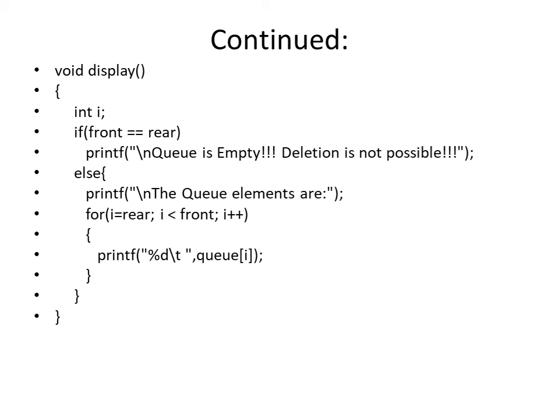Here display, that means where I should display the elements. Whether you take linear, circular queue or double-ended queue, we will always display from front to rear end. Here you can check if front equals rear, queue is empty, display is not possible. If this condition is false, what happens? It will print the elements. Here you can see i equals rear and i is less than or equal to front and i plus plus. That is, elements are incremented from rear to front end.